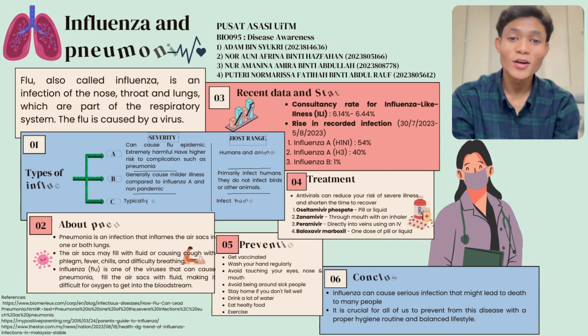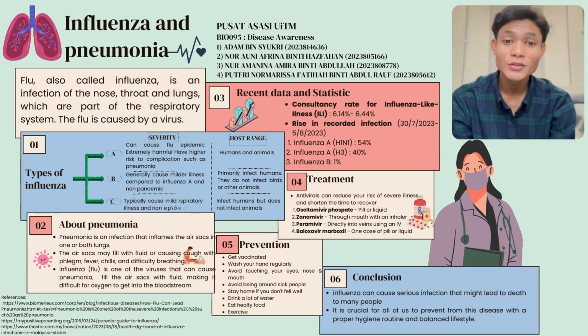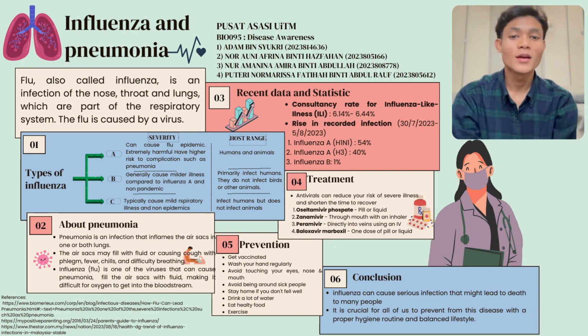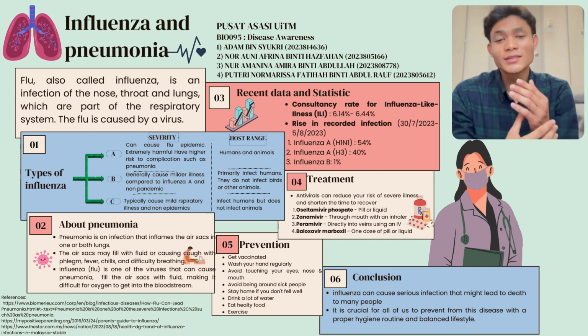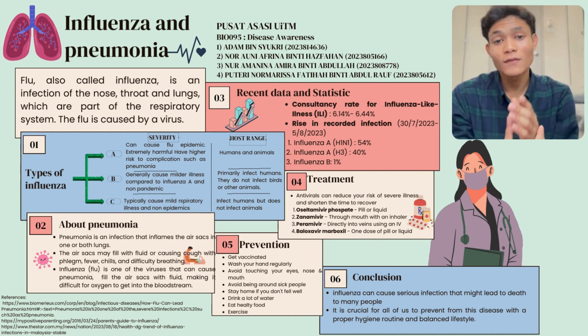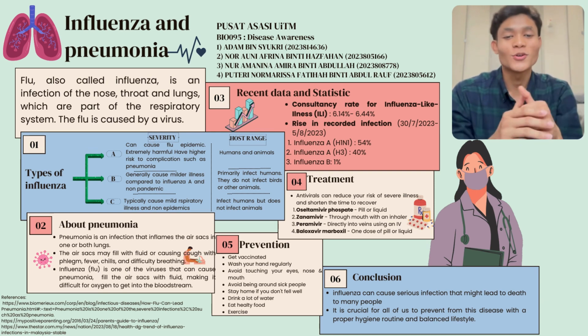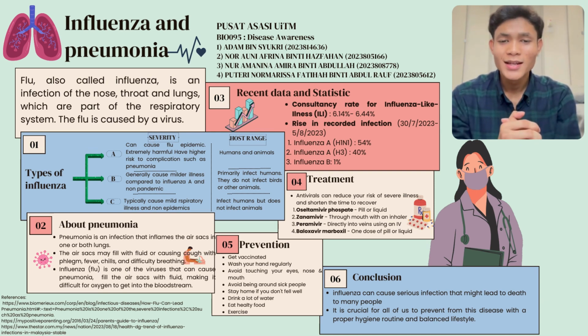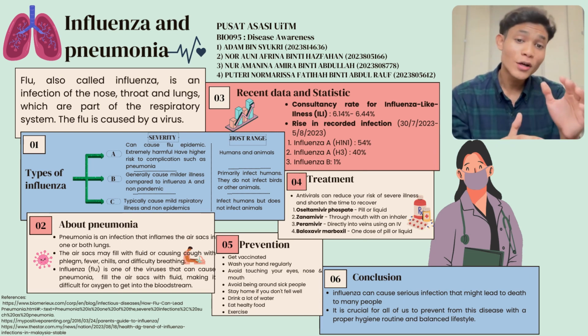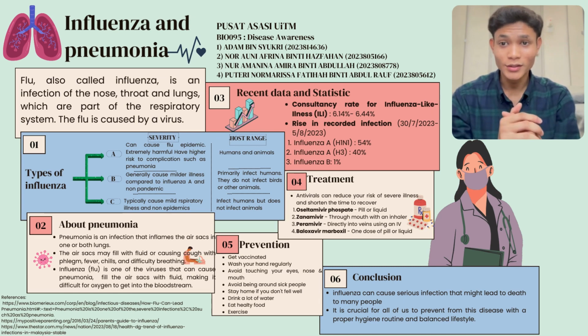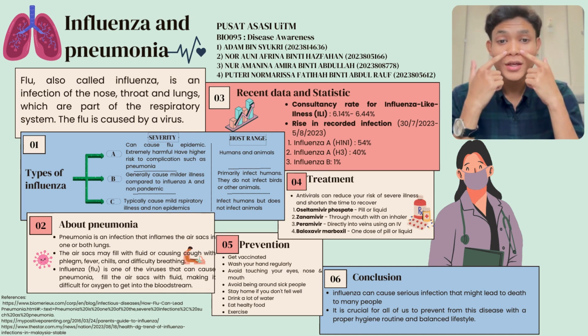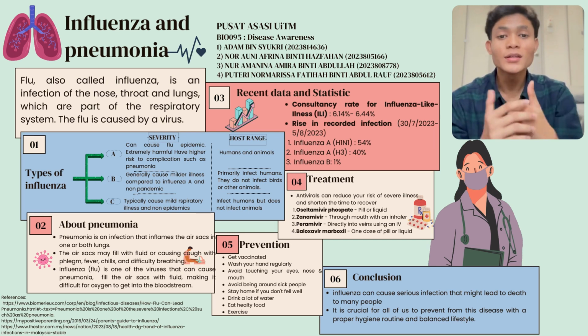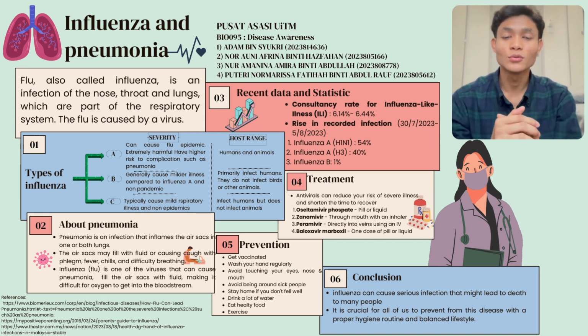So right now, let's talk about prevention. How do you want to prevent yourself from getting the influenza virus and pneumonia? First of all, what you need to do is get vaccinated at a clinic, pharmacy, or hospital near your house. Secondly, wash your hands regularly before you eat and also after you eat. The third one is to avoid touching your eyes, nose and also your mouth, because these areas are a medium for the virus to get into your body.